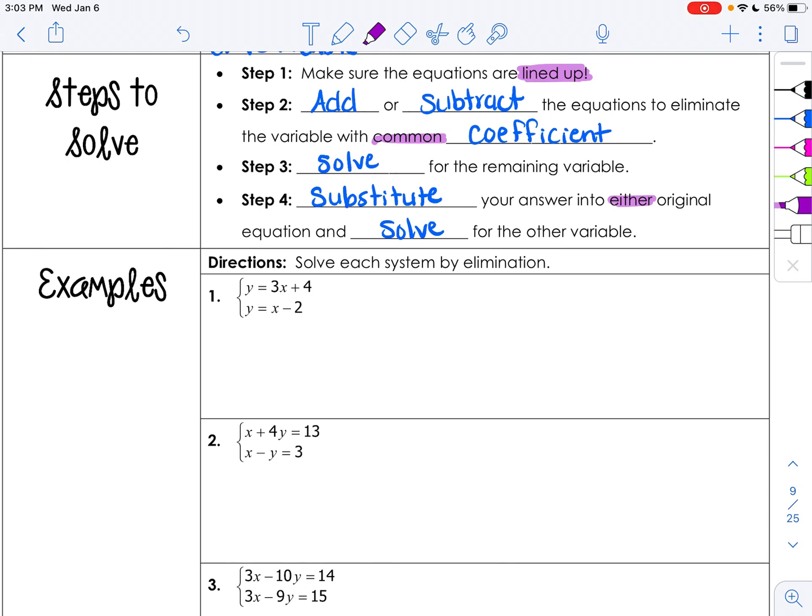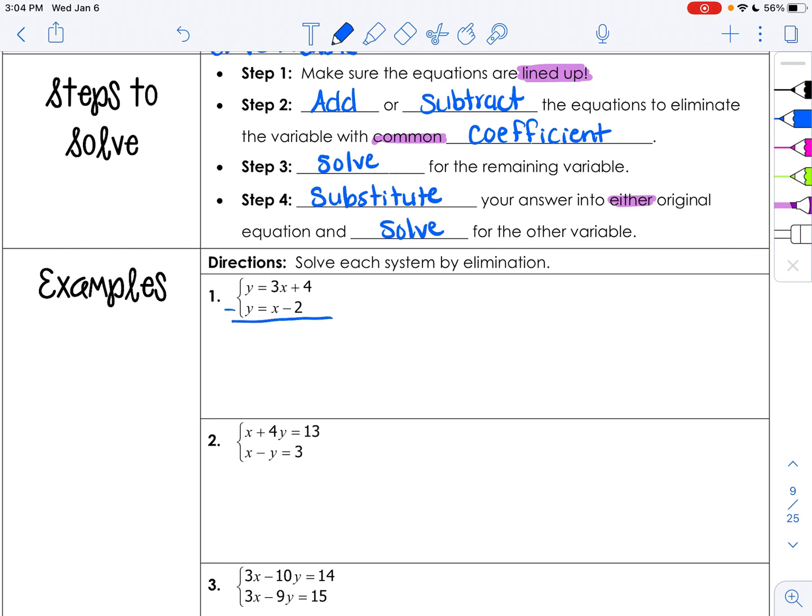We're either going to add or subtract to eliminate the variable with the common coefficient. So when I take a look at this one, our common coefficient is going to be our y's. Now, we need to either add or subtract to eliminate those. So remember, to eliminate, it's going to equal 0. So in order to eliminate them, I need to subtract. So we're going to subtract these two equations.